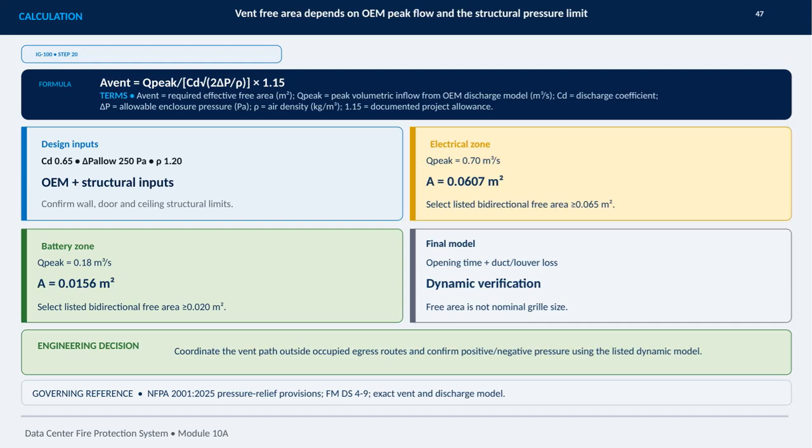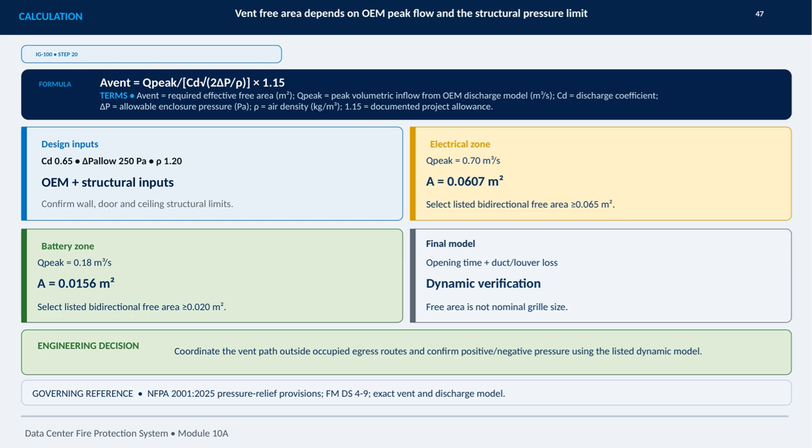This slide shows how we calculate the required vent-free area for an IG-100 system. The key point is that vent sizing depends on 2 things: the OEM's peak discharge flow and the enclosure's allowable structural pressure. Free area is not the same as the nominal size of a grill. The calculation uses peak volumetric inflow, discharge coefficient, allowable pressure, and air density, with a documented project allowance of 1.15.